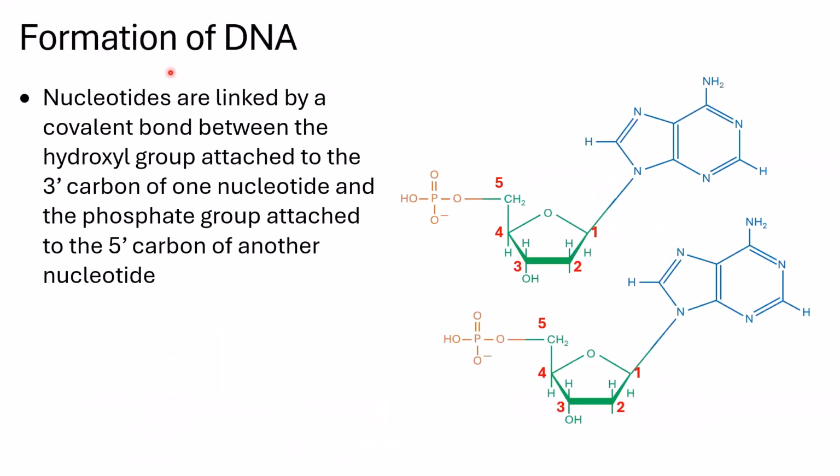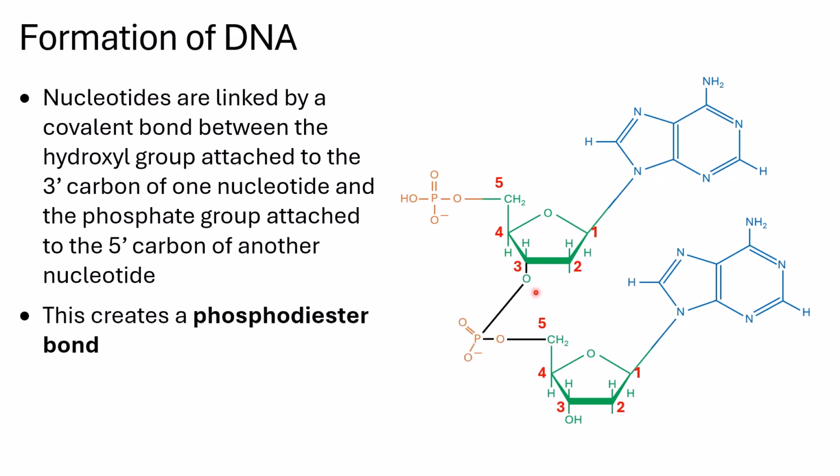How is a strand of DNA formed? Here are 2 nucleotides. What happens is that the hydroxyl group attached to the 3rd carbon, also known as a 3' carbon, forms a bond with the phosphate group attached to the 5' carbon of another nucleotide. This creates a phosphodiester bond, shown in black.